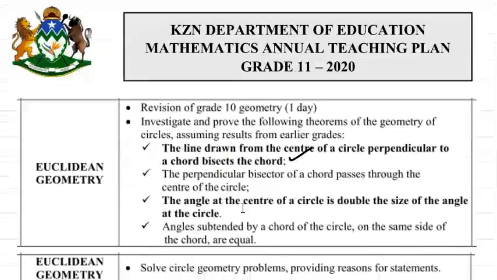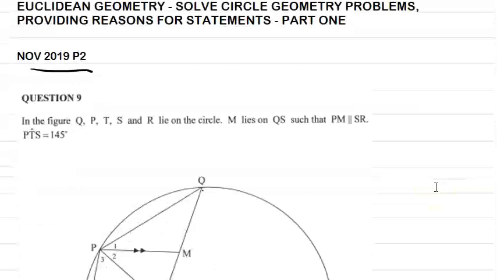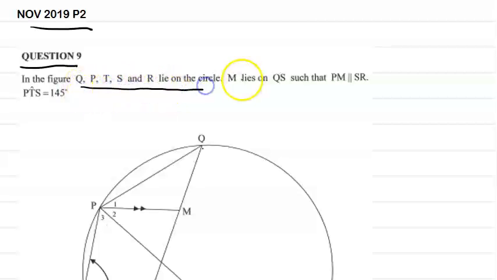Now let's get back to this particular question, which is the 2019 November paper 2. The question that I want to look at now is question 9, and it says in the figure Q, P, T, S and R lie on the circle. M lies on QS such that PM is parallel to SR and PTS is equal to 145 degrees. Now, you are given the following: Q, P, T, S and R lie on the circle.